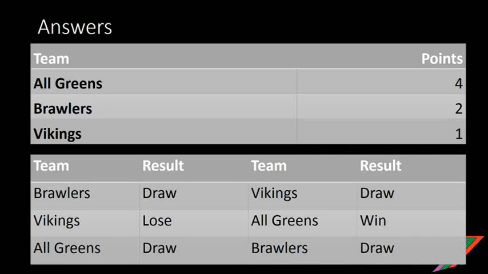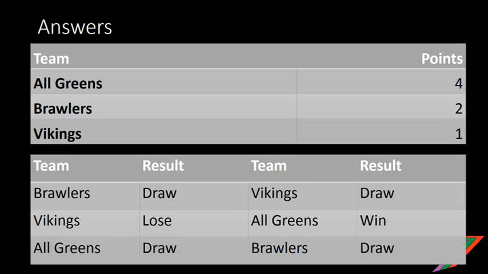So we've got the Vikings with 1 point. So that means they must have drawn with somebody. You can't have either 0 or 3. And the Brawlers have 2 points. So we know immediately they must have drawn both their games in order to get the 2 points. So therefore the Brawlers must have drawn with the Vikings. That gives the Vikings their 1 point. And the Brawlers also must have drawn with the All Greens. That would give them 1 of their 4 points. So the All Greens would have 1 point, the Vikings 1, the Brawlers 1.